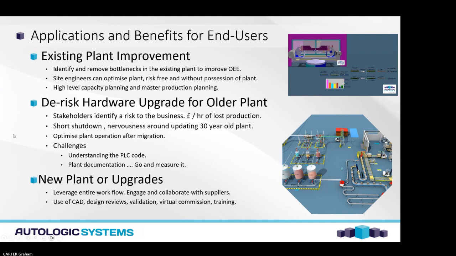There's software around that supports those hardware upgrades. There are tools to support that space. But the digital twin is a belts and braces approach. So if the stakeholders identify a risk to the business, if the cost per hour of lost production is high if the plant's not up and running, if there's a threat there, if there's a risk there, then there's a belts and braces approach with the digital twin. It supports us there.